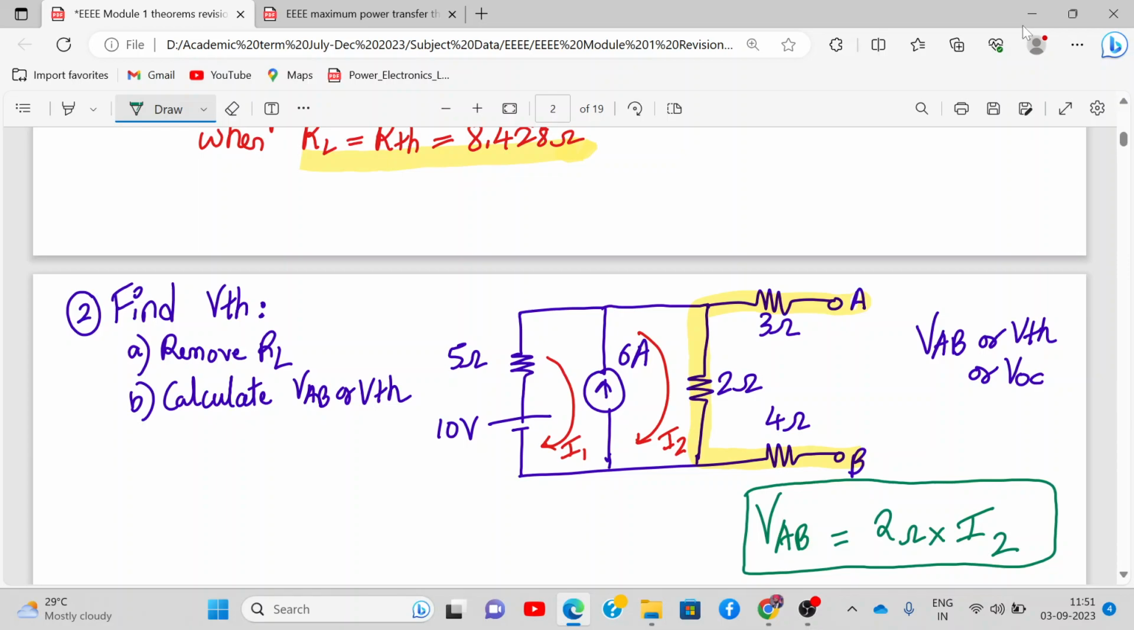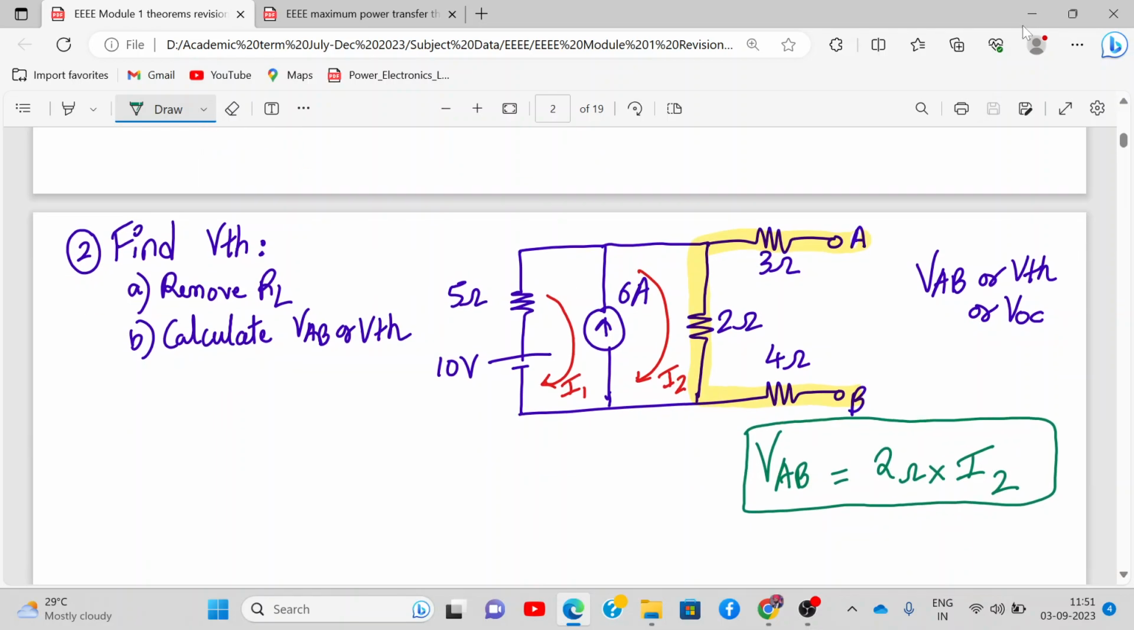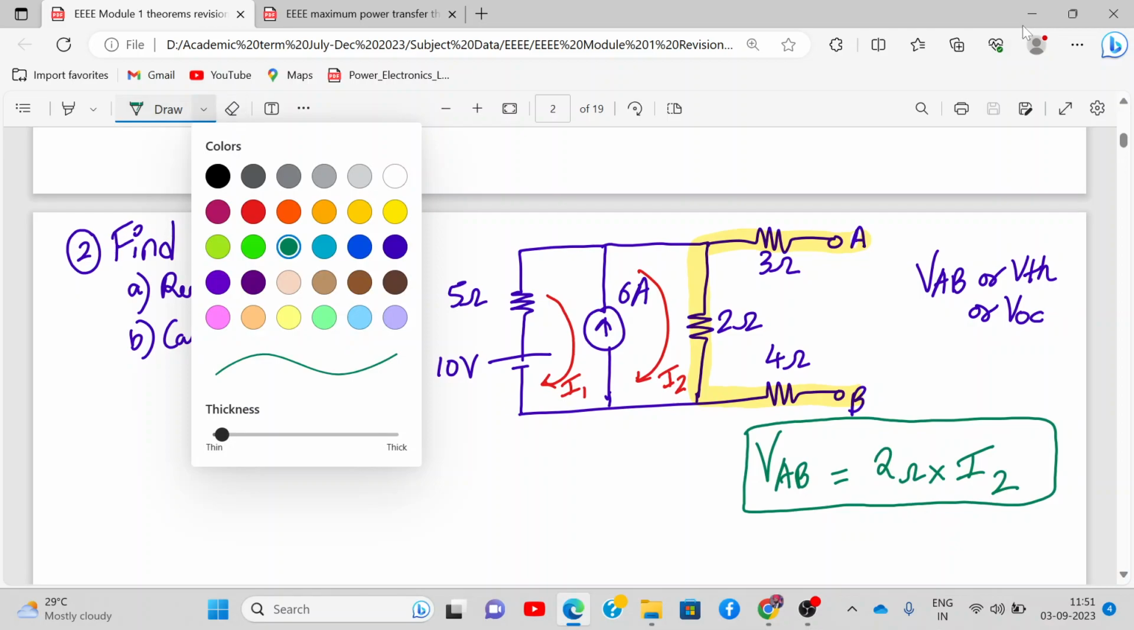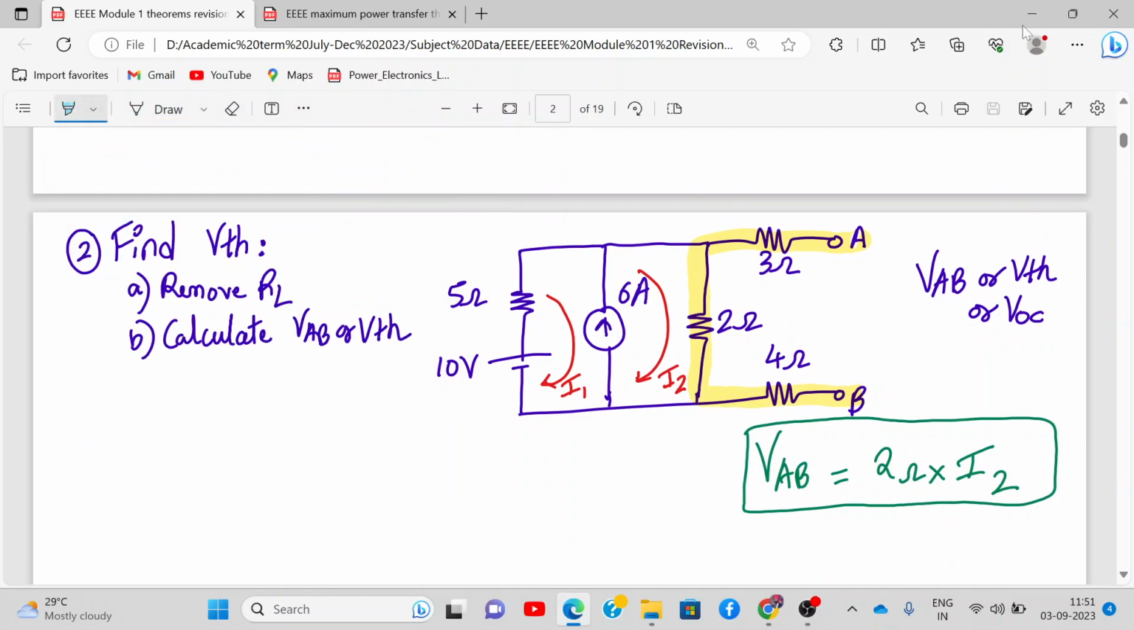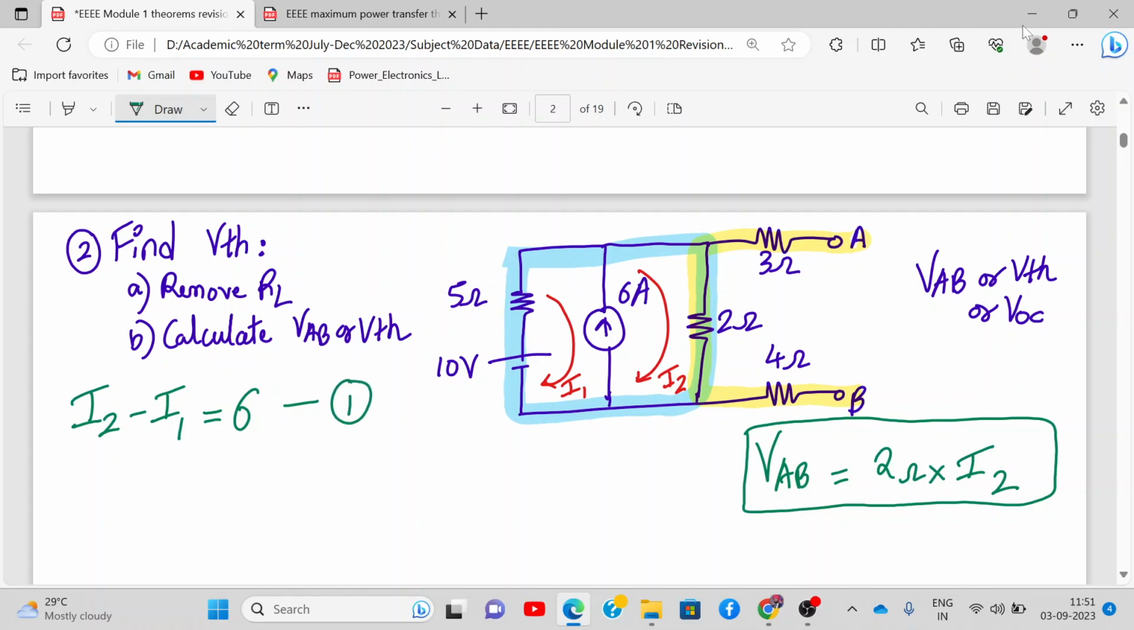Now tell me, is this a normal mesh or a super mesh? Super mesh. Yeah, exactly. So if this is a super mesh, let me mark the super mesh. So this blue color one is my super mesh. And what is the super mesh equation? I2 minus I1 is equal to 6, right? Why not I1 minus I2? Because I2 is in the same direction of 6 amperes. So this is equation number 1. Got it?